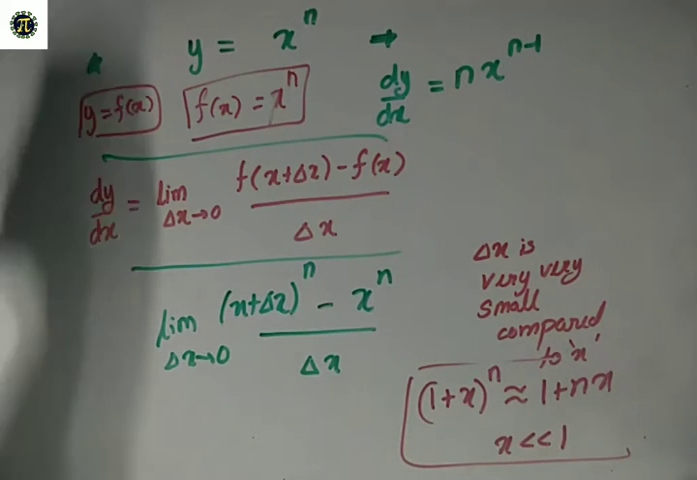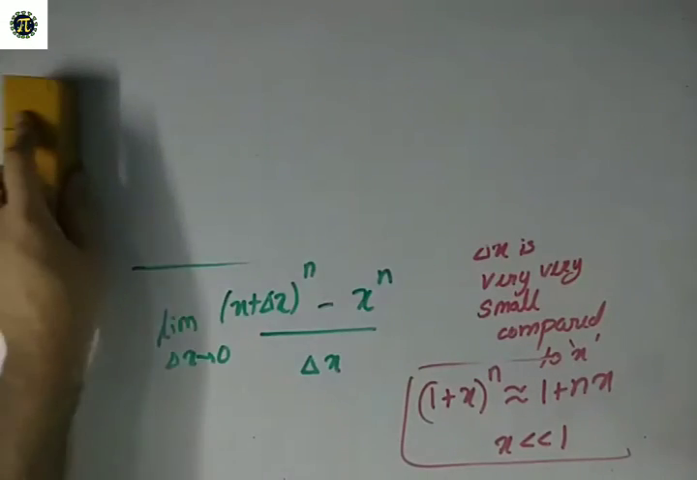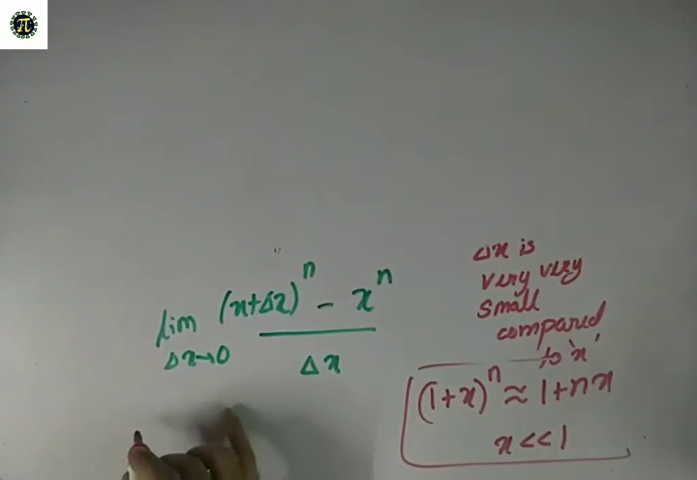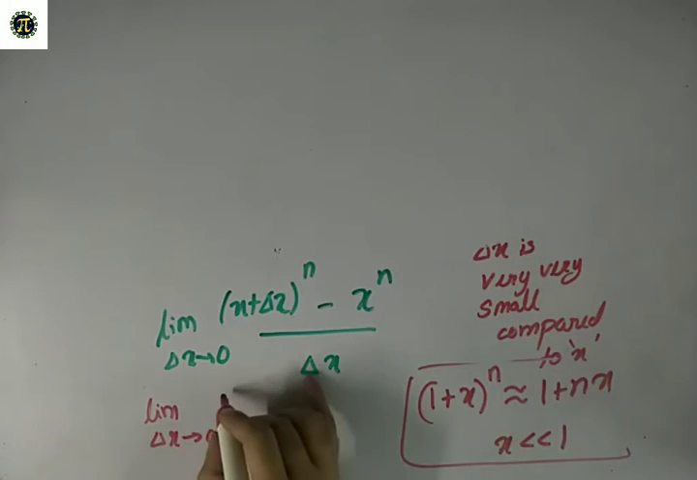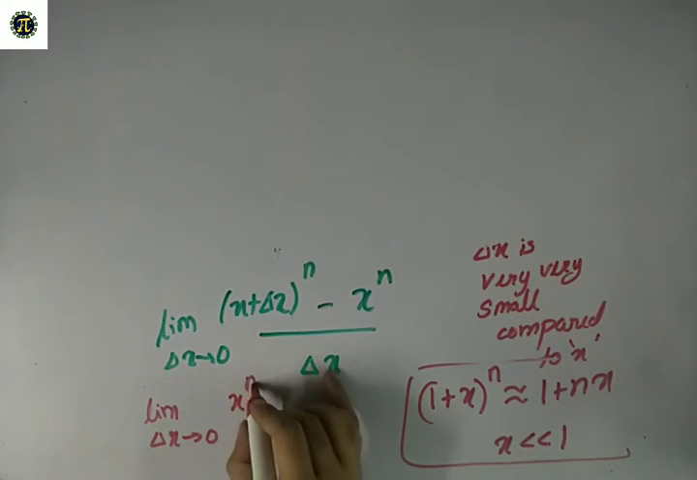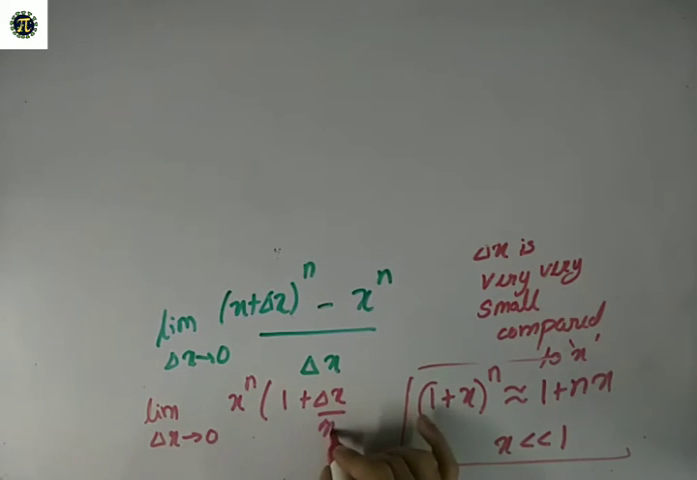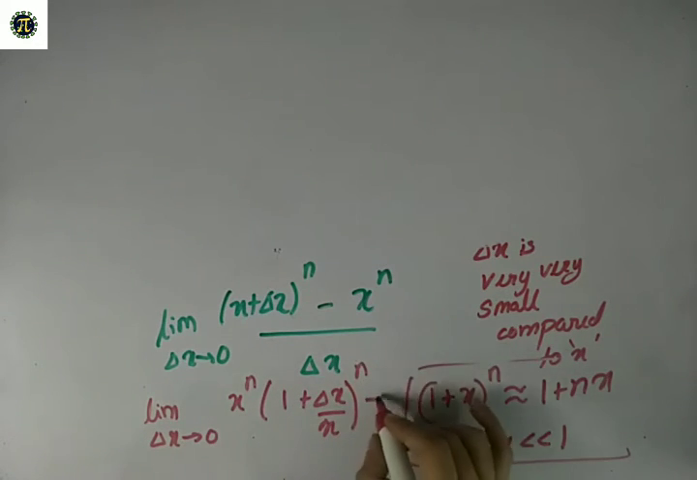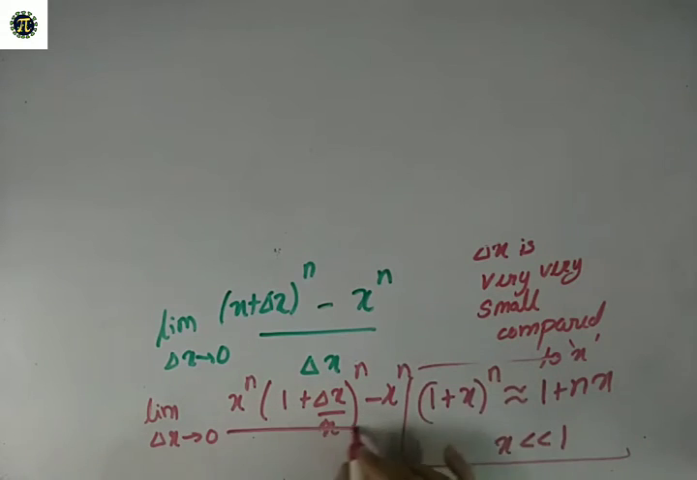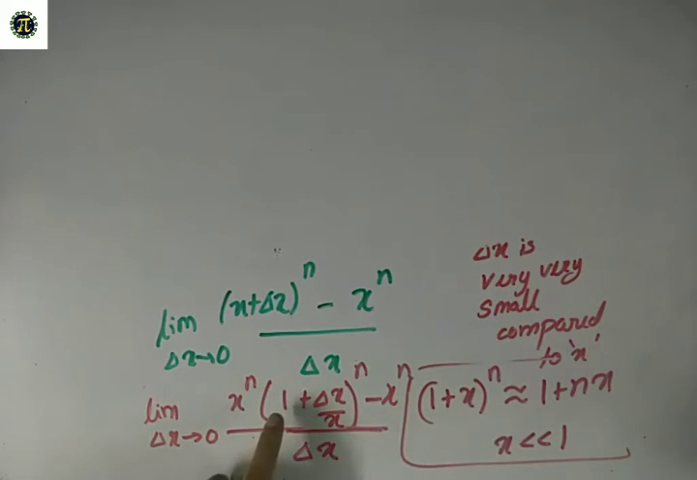So let's take x common, and what we have is limit, and we have x to the power n common. We have (1 plus delta x by x) to the power n minus x to the power n, divided by delta x. So in this bracket here, this is 1 plus (x plus delta x) by x.